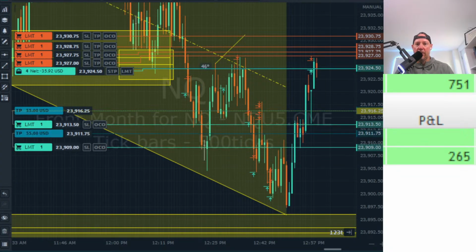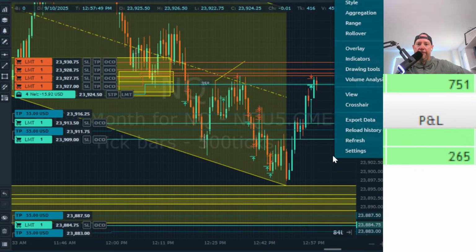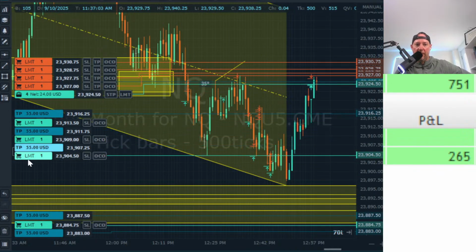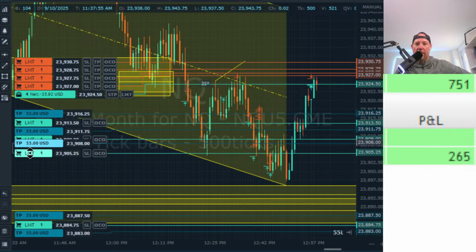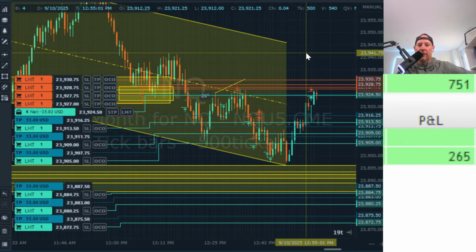I'm gonna see if I need to manage this trade a little bit. We shall see. This is a 150k eval on Apex. So we definitely have some room for drawdown.